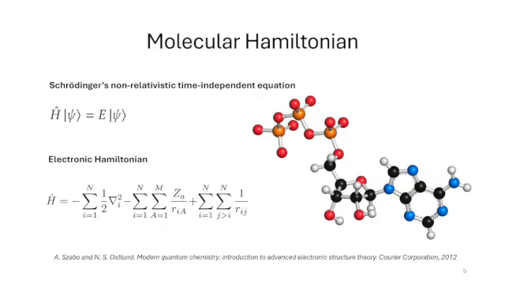So in particular, the systems that I'll be focusing on are molecular systems, for which the Hamiltonian looks like this. So we have three terms. We have the term associated with the kinetic energy of the electrons, and then we have the potential from the electron-nucleus and electron-electron interactions. So this is the type of Hamiltonian that we are dealing with.